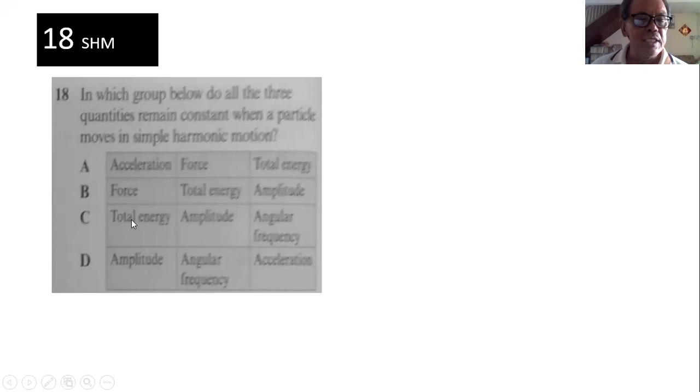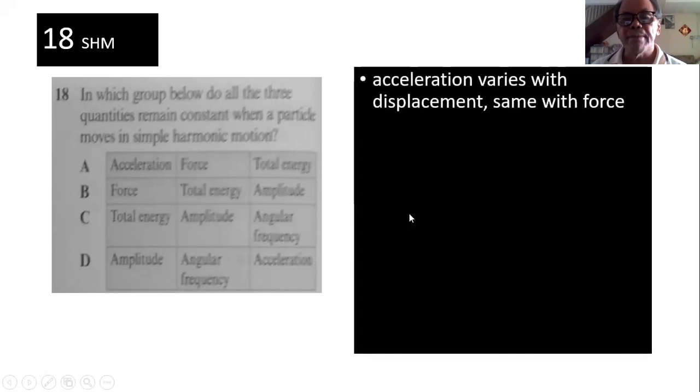Then amplitude is constant. Right? Total energy is constant. Amplitude is constant. Angular frequency is constant. So the answer is your C. Acceleration varies with displacement, same as force, because force is just mass times acceleration. Okay, angular velocity is constant.